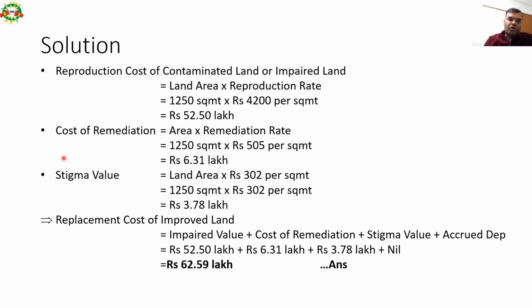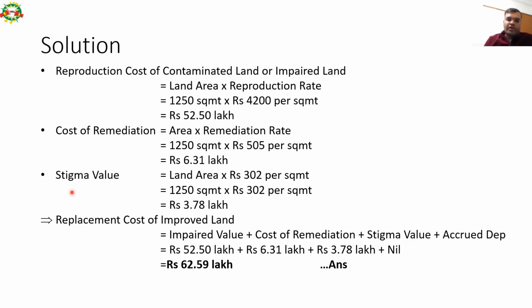Then we have to calculate the cost of remediation. Area multiplied by remediation cost, which is again given in the question. So it is equal to 1250 square meter land area multiplied by 505 per square meter, the remediation rate of the contaminated property. So 1250 multiplied by 505 is equal to 6.31 lakh, which is the cost of remediation of the contaminated property.